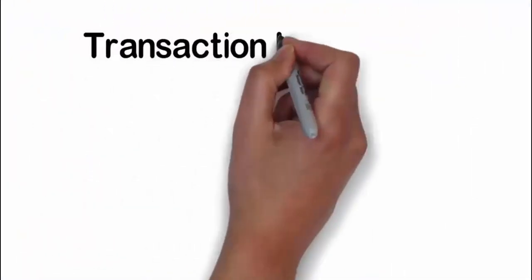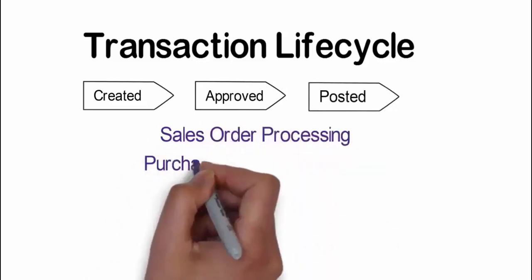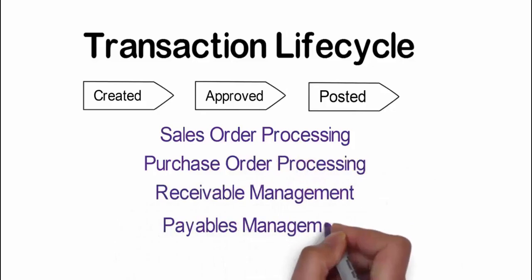The next feature is one of our biggest and most asked for features. It's the transaction lifecycle. Many of you are probably familiar with the Journal Voucher Roadmap feature we added previously. Since its release, we've been asked about adding something similar to our other main modules. So we've added it for sales order processing, purchase order processing, receivables management, and payables management.